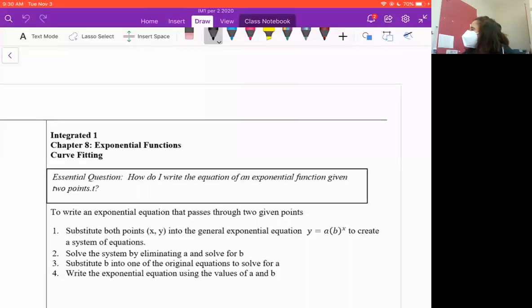So let's record. There we go. So we need to find the equation of an exponential that goes through 2 points.